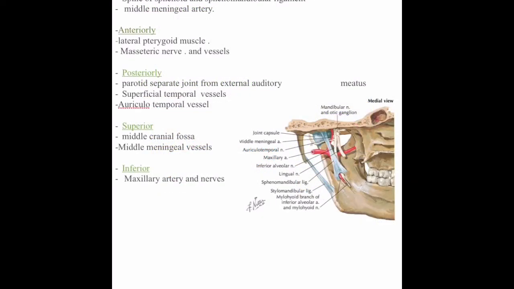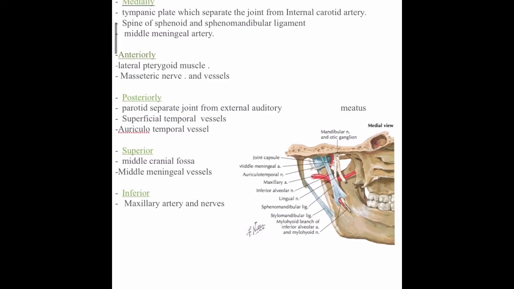Relations of the TM joint. We have several structures near the TMJ. Laterally we have the skin, the fascia, the parotid gland and the temporal branch of the facial nerve. And on the medial side, we have the tympanic plate, which separates the joint from the internal carotid artery, and we have the spine of the sphenoid and the sphenomandibular ligament, and also the middle meningeal artery.